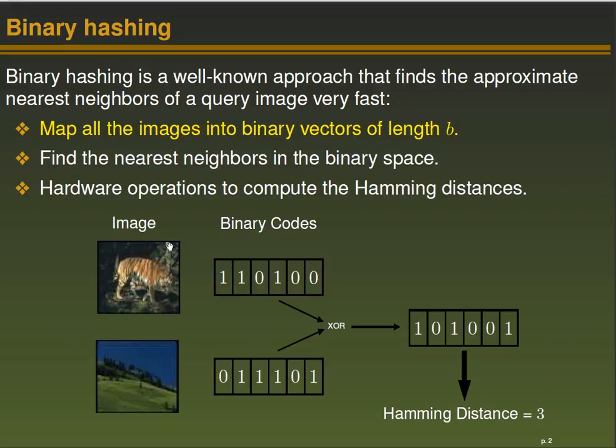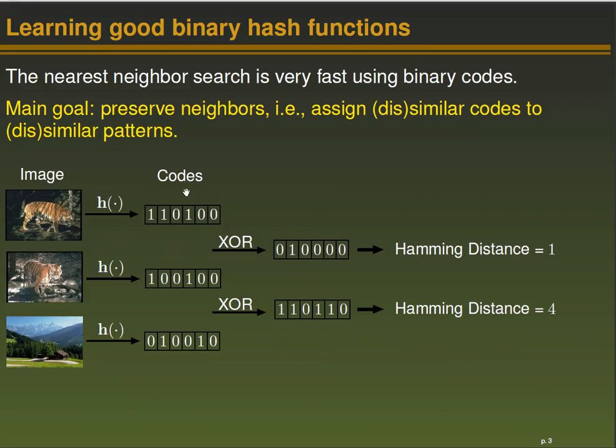First, it maps images to the binary codes, and then it computes the distance between the images by comparing their binary codes. This can be done very fast using hardware operations to compute the Hamming distance between the binary codes. To map the images into the codes, we need to learn a hash function h, and a good hash function has to map similar images to similar codes, and dissimilar images to dissimilar codes.